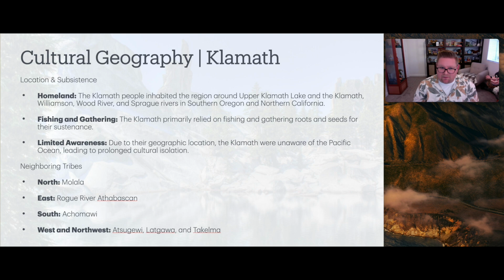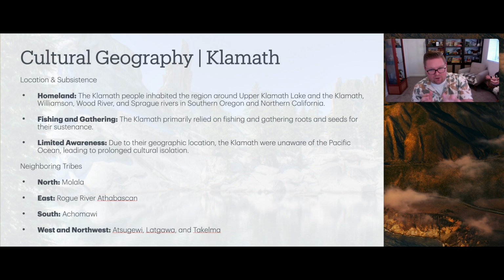So the Klamath people have lived in this region around Upper Klamath Lake and the Klamath, Williamson, Wood River, and Sprague Rivers in southern Oregon and northern California. They were primarily fishers and gatherers, fishing and gathering seeds for their subsistence. Limited awareness: due to their geographic location, the Klamath people were actually unaware of the Pacific Ocean, leading to prolonged cultural isolation. Some of the tribes that were in the region are located here.